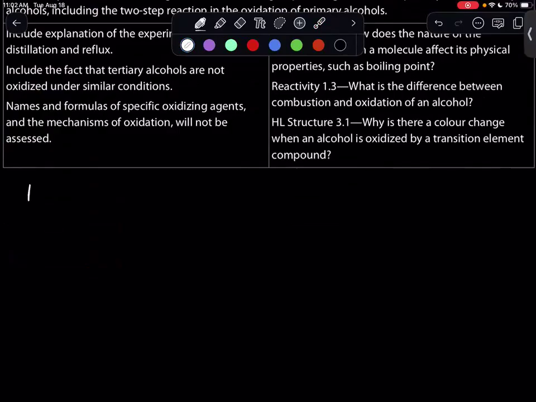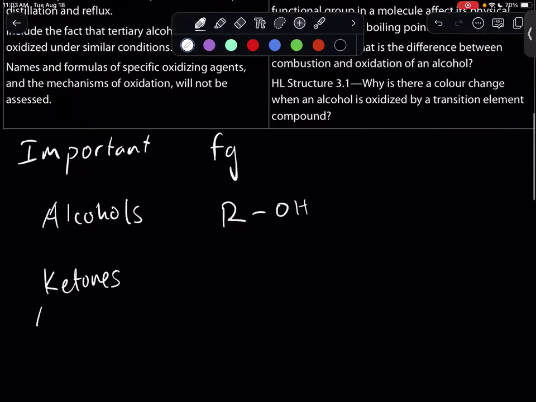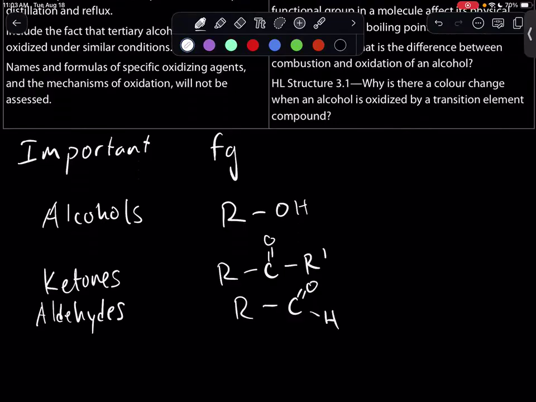So the important functional groups we need to keep in mind for this unit are alcohols. As discussed, we're going to be looking at primary, secondary, not tertiary. Alcohol is ROH. We're going to be looking at ketones and also by extension aldehydes. So basically our carbonyls. Ketones are going to be R, C double bond O, R prime, and our aldehydes are just that, but at the end, R, C double bond O, H.